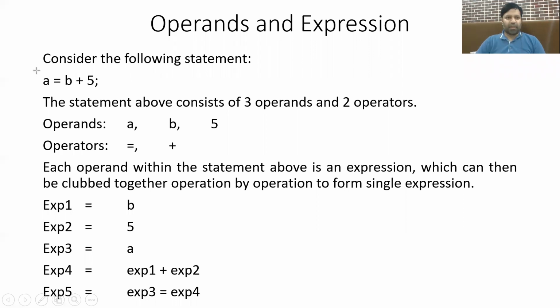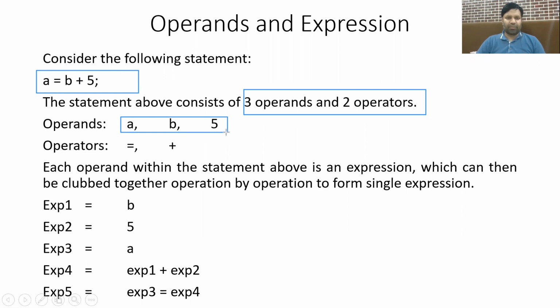Consider the following statement: A is equal to B plus 5. The statement above consists of 3 operands and 2 operators. Which are those 3 operands? A, B, and 5. And there are a total of 2 operators in this statement: assignment, that is equal to, and addition operator, that is plus. Each operand within the statement above is an expression. So A is equals to B plus 5 has 3 operands, A, B, and 5.